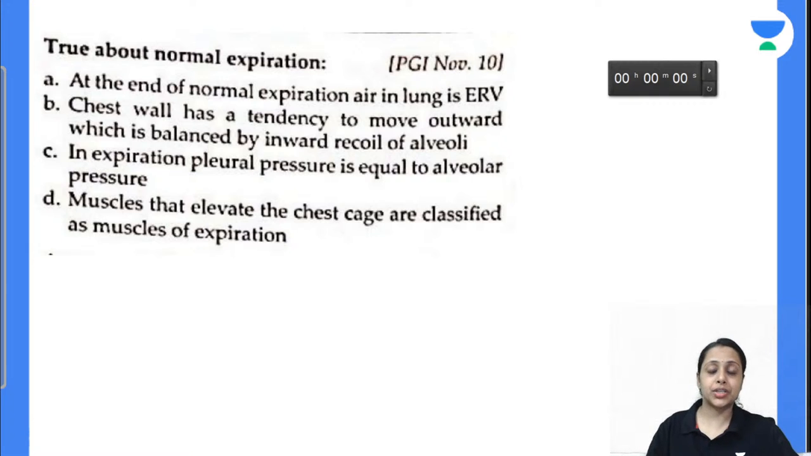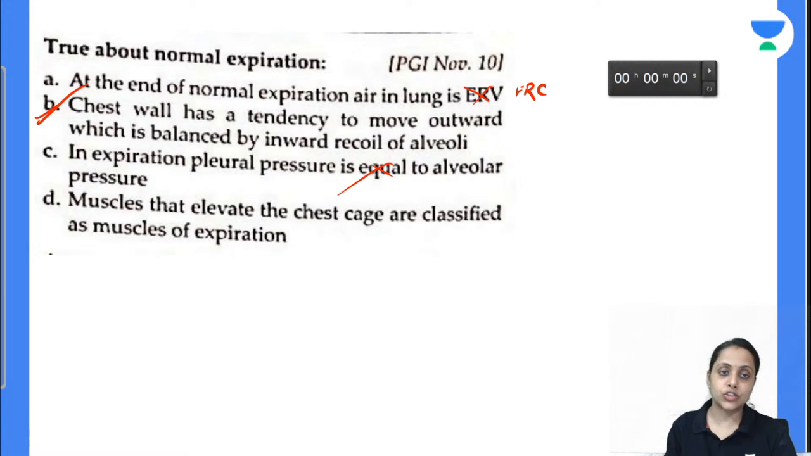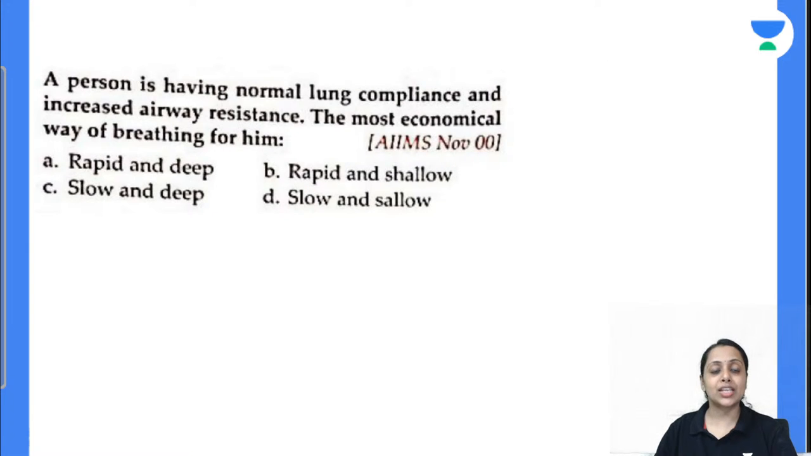Normal expiration mein kya statement true hai? Chest wall has tendency to move outward, which is balanced by inward recoil of alveoli. So false statement kya tha? At the end of normal expiration, volume in lung is FRC, not expiratory reserve volume only. Expiration mein pleural pressure is equal to alveolar pressure, that is wrong. Muscle that elevate the chest cage is defined as muscle of inspiration. So answer is only and only B. Coming to the next question.